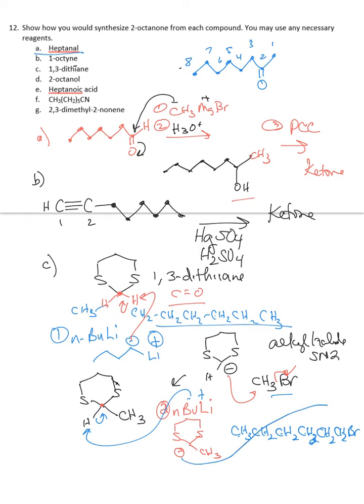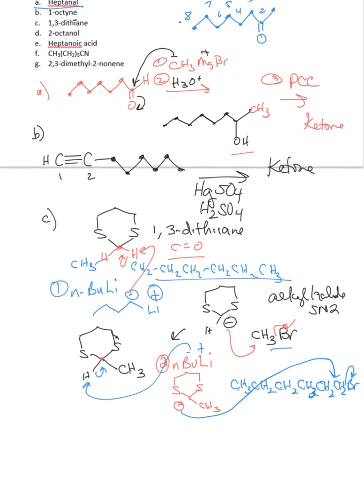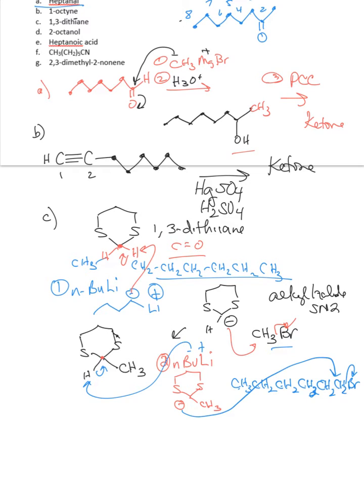So now this is going to do an SN2, and you are going to get CH3 here, and then CH2, and we want 1, 2, 3, 4, 5 CH3. So let's count that. 5, 6, 7, 8. We got 8 carbons. And then to cleave this is kind of like protecting group chemistry.